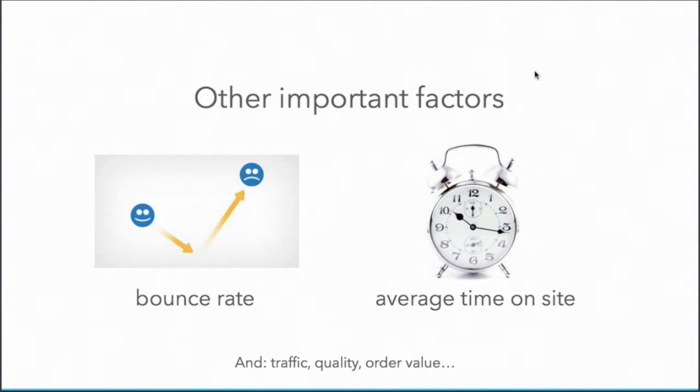The average time on the site basically tells you how long your visitors are browsing through your site. So it tells you whether your visitors find your site interesting or not. Other things that you shouldn't forget are traffic, which is the number of people visiting your store, and the quality of your visitors, meaning are your visitors actually relevant for your store, or are they maybe just looking for something completely different? And lastly, which is very important, is the order value, which means how much people are actually spending in your store.